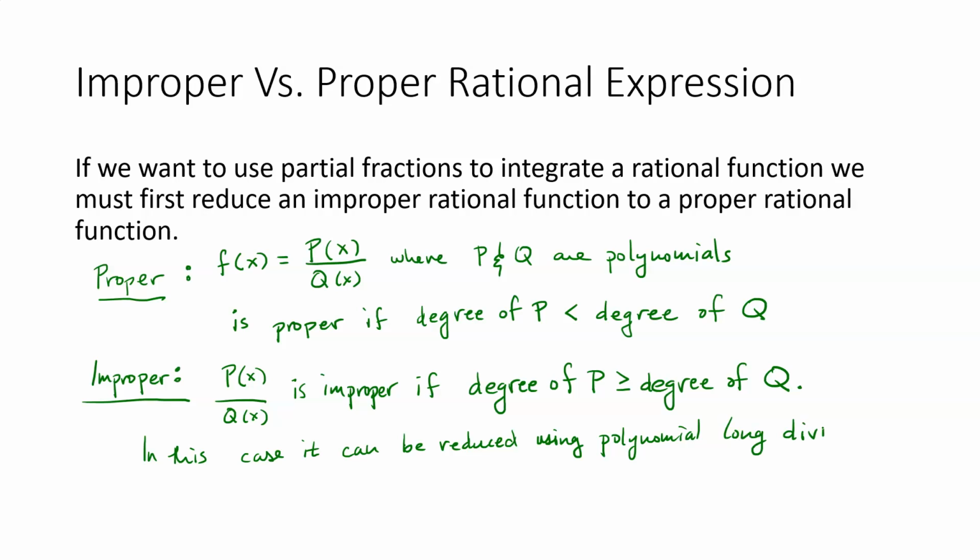Into a form where we have f of x plus, say, r of x over q of x, where r of x is our remainder from doing the long division, where r of x over q of x is proper.